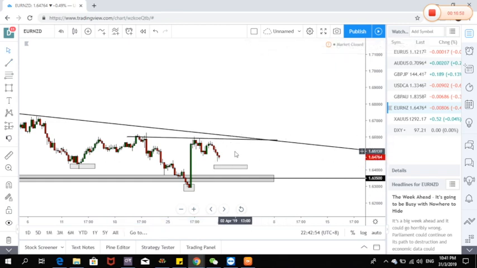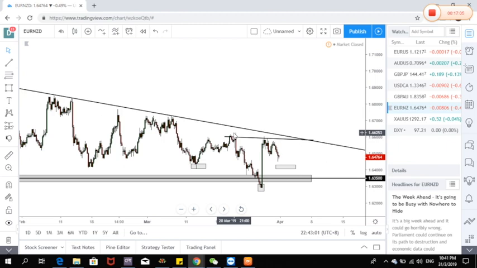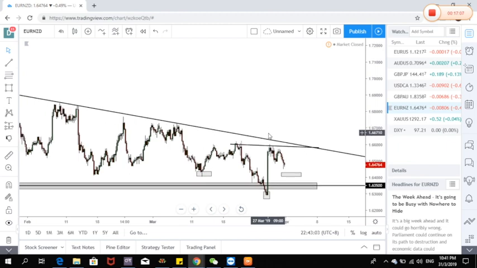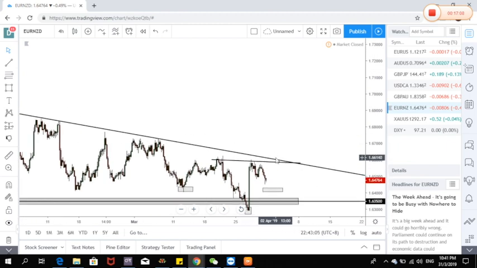If price manages to rally above and close above the neckline, alongside the downtrend line, I will look for a buy setup for this pair. So for the moment, I wouldn't trade on this pair.